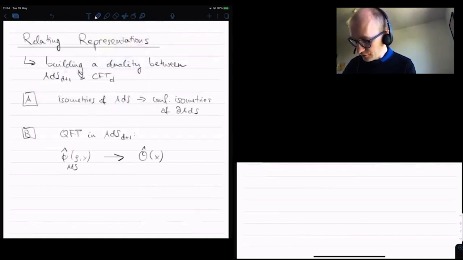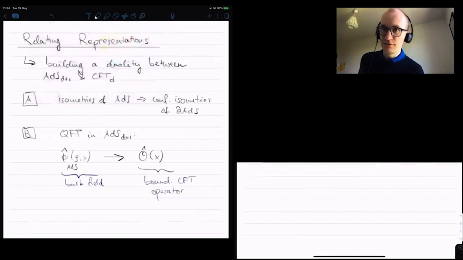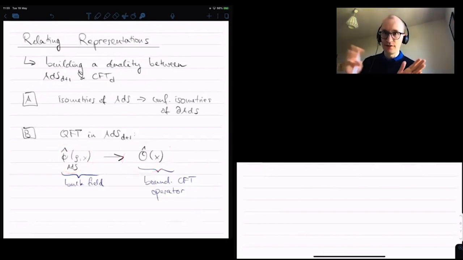So here we have a bulk field, but it's a quantum field, so it's also an operator, right? And this is a boundary CFT operator in precisely the way that we talked about CFT operators in the last couple of weeks. And the second part is a major part of what people call the AdS/CFT dictionary. So it allows you to translate from certain bulk quantities to certain boundary quantities. And in fact, there is also an opposite direction, but let's not get into that now.